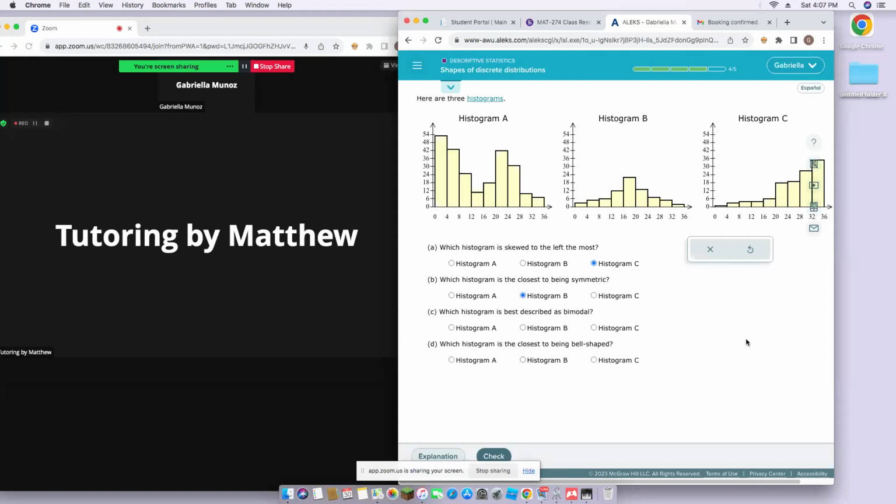Bimodal means two peaks, two mountaintops, if you will. So a few peaks. So I'm assuming A, because I see all those peaks going up. Yes, absolutely. And then the bow shape, of course, would be B. Yes, good. Okay, perfect.